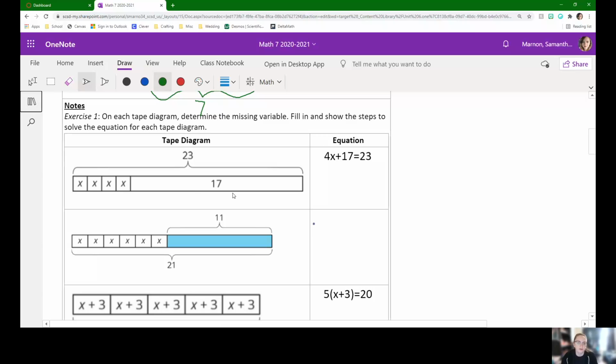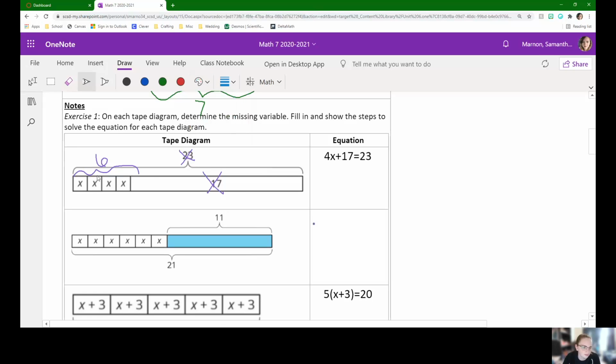So why don't you pause the video and see what ways you can think of to figure out what just one x is just by looking at the picture. So one thing you might have done is, okay, well, just like before, let's get rid of all the extra. So let's get rid of the 17, right? And if we take away 17 from 23, that means we're left with just 6 here. So these 4 x's together are 6.